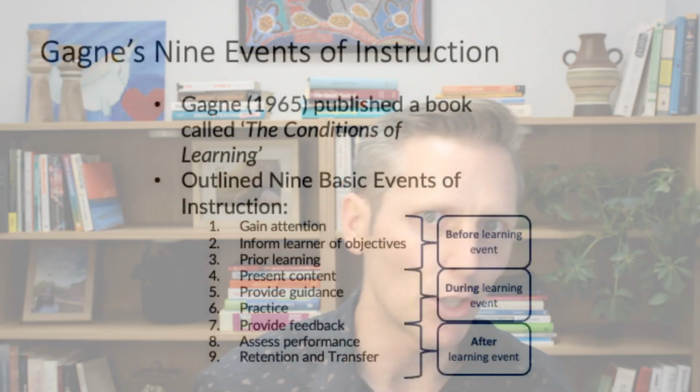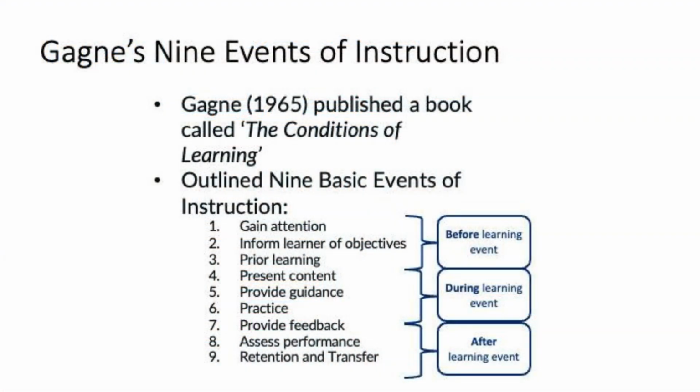So what are these mysterious 9 events of instruction that Gagne was talking about? Let's have a look. So he outlined those 9 basic events of instruction. There were 3 in the before learning event, 3 during the learning event, and 3 after the learning event. What do I mean by that?